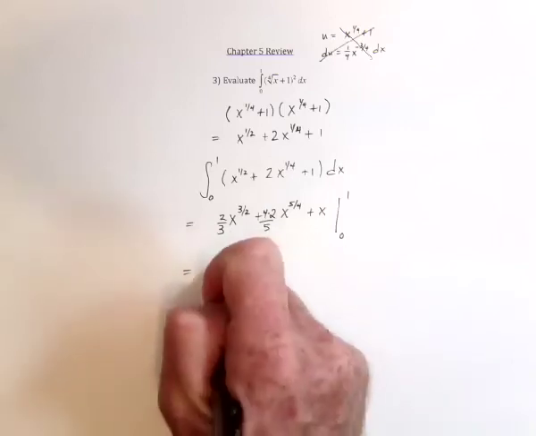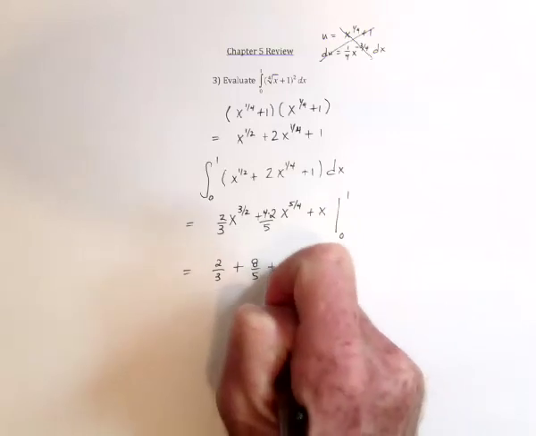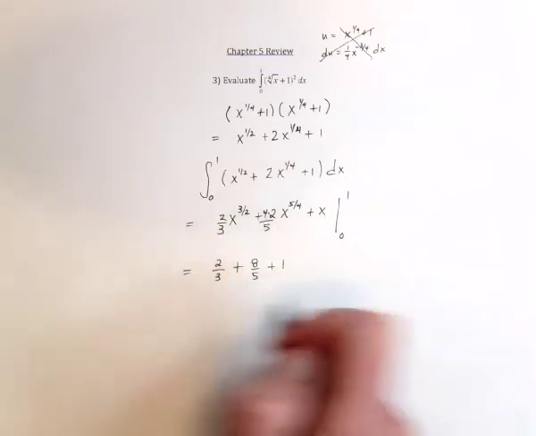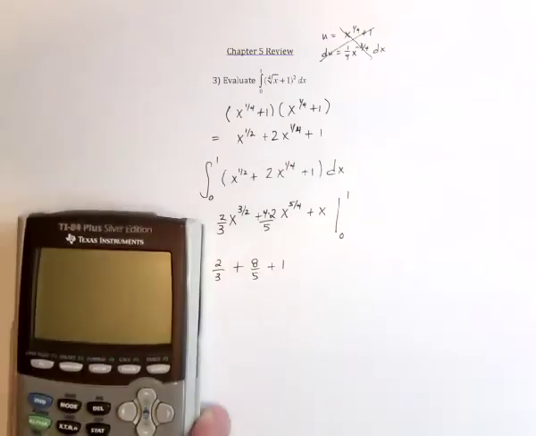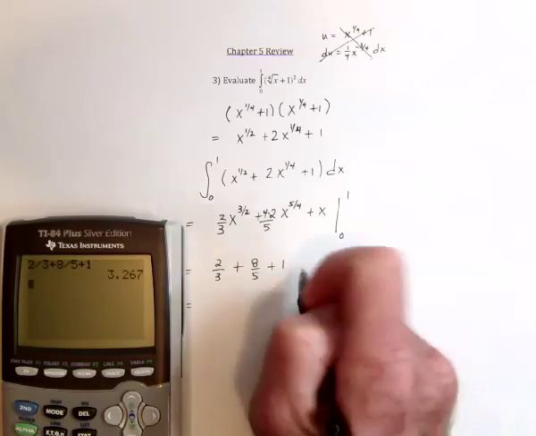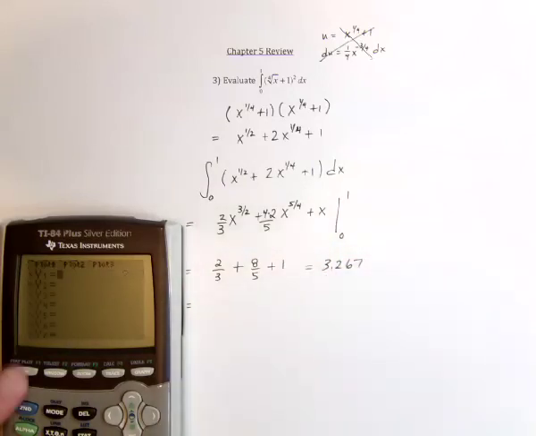So substitute a 1. This will be 2/3 plus 8/5 plus 1. And then substitute a 0, and that contributes nothing. 0, 0, and 0. And so we've got 2/3 and 8/5 and 1, 3.267.